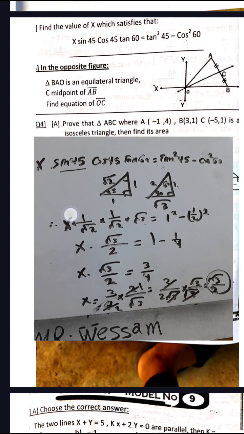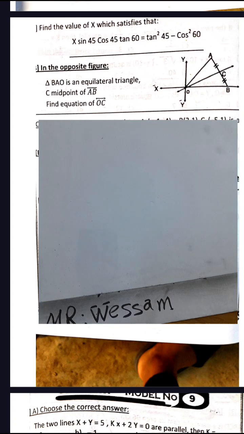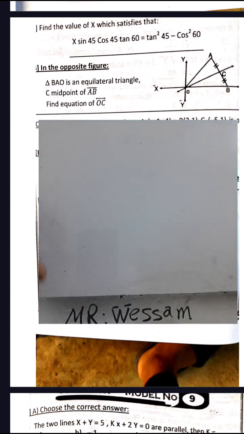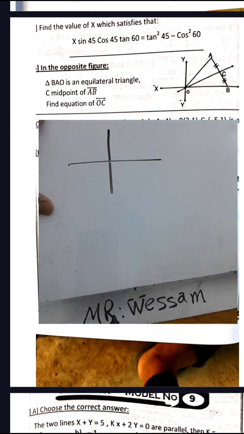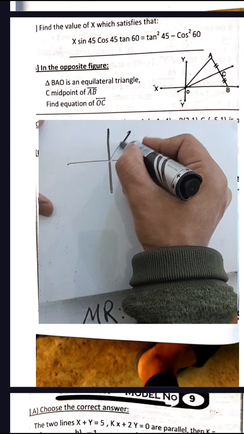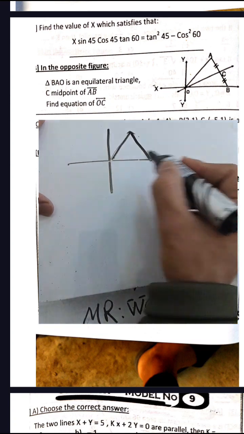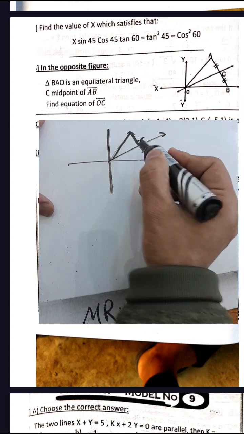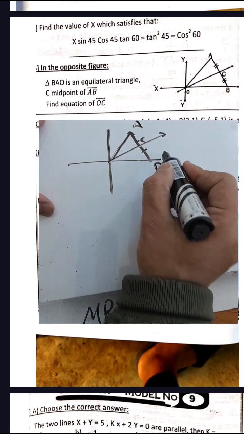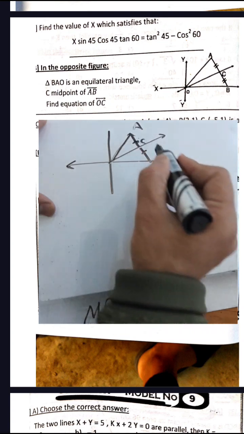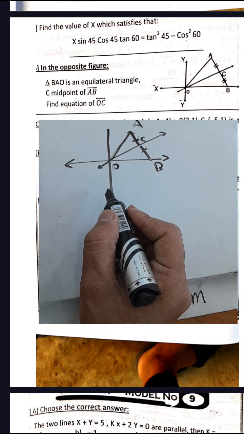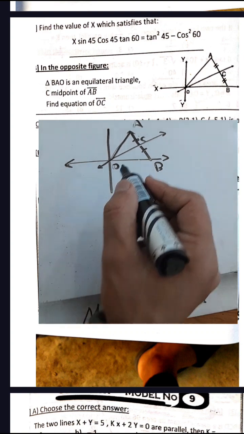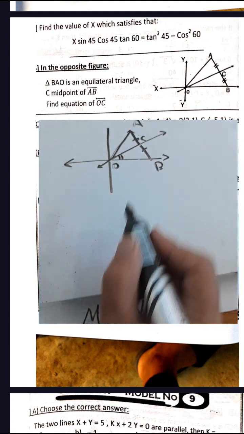Next question, find the equation of OC. We have a straight line here and a triangle, and C lies in the middle between two parts. We have AP, EC equal CP, and this point O. You want to find the equation of OC, this straight line. You must find the result here.